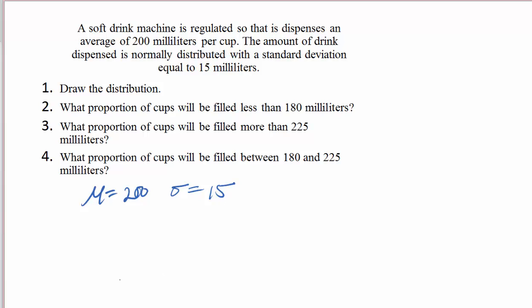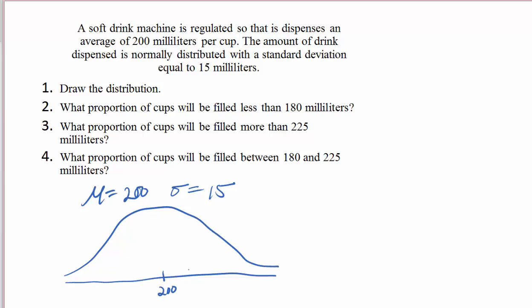And if we want to draw the normal distribution, it looks something like this. We have a mean of 200 and a standard deviation of 15, so we want to put in the 3 standard deviations up from the mean and the 3 standard deviations down from the mean. And now we can answer our problems.